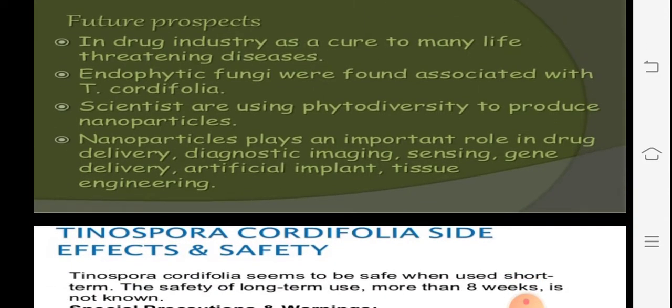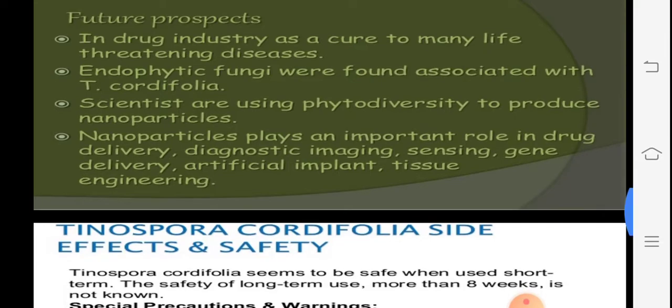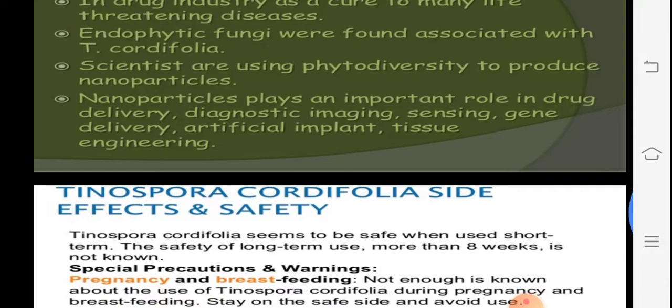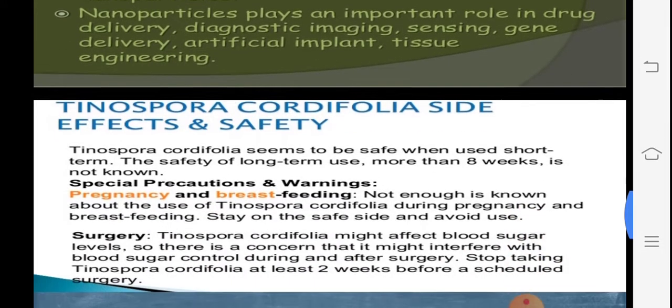Then in drug industry, generally it also cures the many threatening diseases. Endophytic fungi, they are associated with generally T. cordifolia, and generally they develop the nanoparticles in the phytodiversity. The nanoparticles play important role in the drug delivery or diagnostic character, generally for the gene delivery, artificial implant, or the tissue engineering.